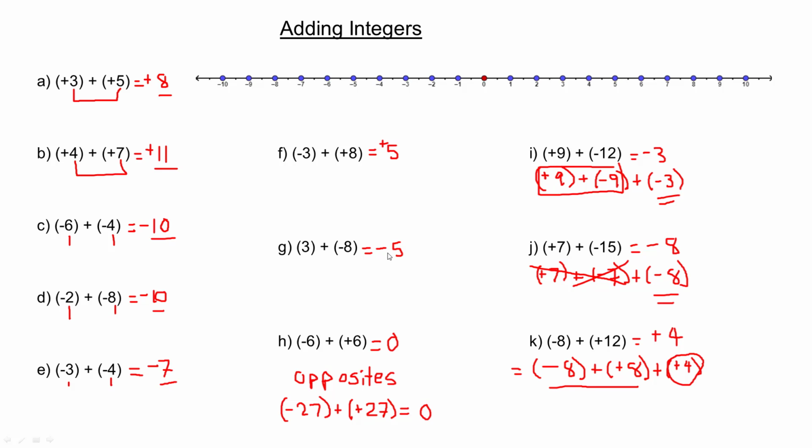This one's negative 5 because there are more negatives in the negative 8 than there are positives in the 3. So that's why that's negative 5. And again, it's 0 because the difference between 6 and 6 is 0. Okay, again, we're adding a positive and negative. And there's no sign on the 0 because they're opposites. 0 is the only number that doesn't have a positive or a negative sign.